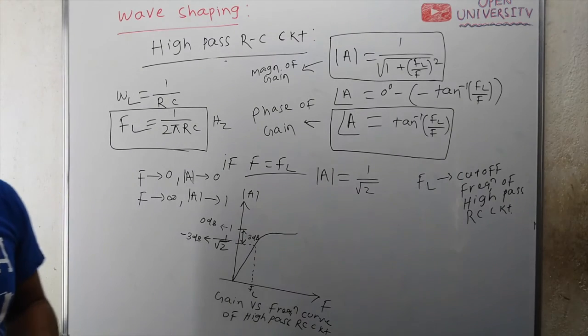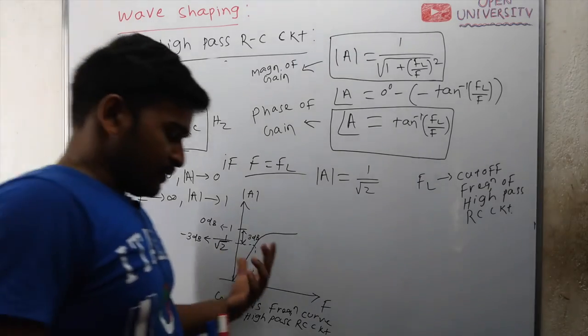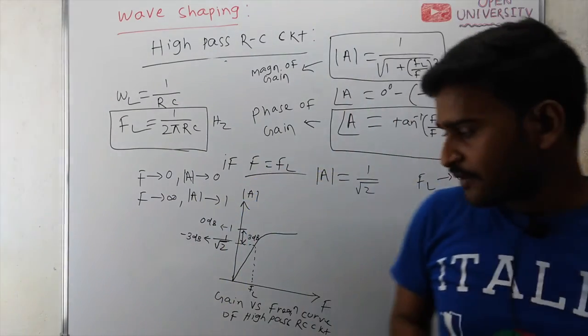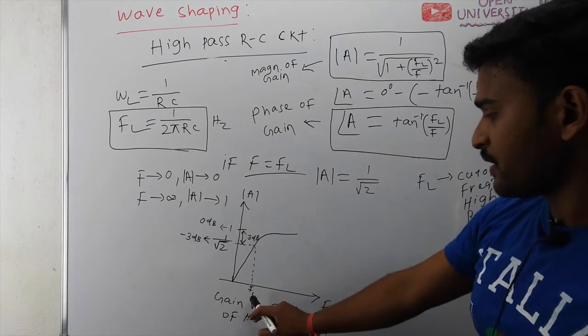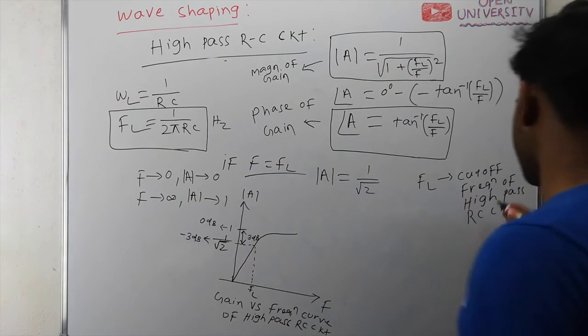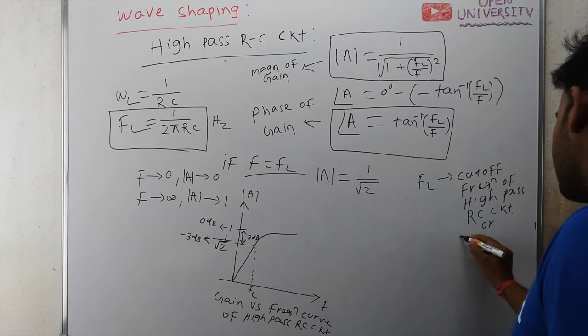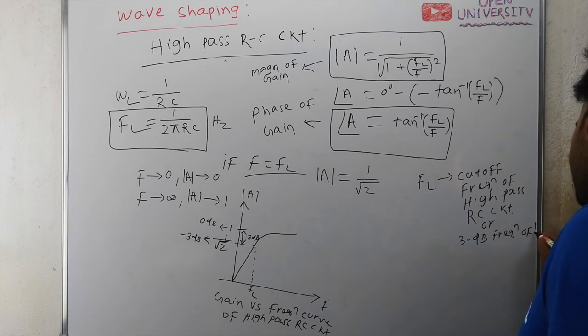Write down: at fL, gain is reduced by 3 dB of maximum gain. Hence this frequency fL is called the 3 dB frequency. It is called the cutoff frequency or 3 dB frequency of the high pass RC circuit.